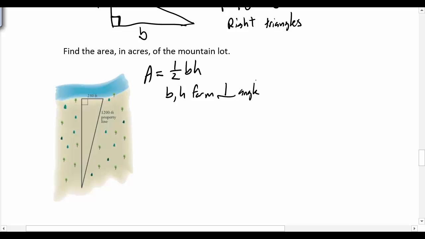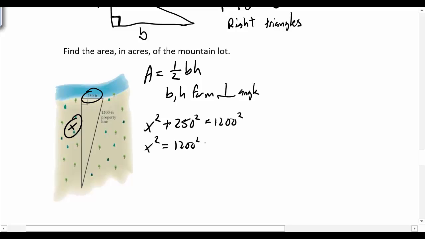Okay, so looking at the picture then, one of my numbers is 250, so the other number is not there. So I need to find that. Now, knowing that I have the two sides of a triangle, we're going to call this mystery side x. So that's x squared plus 250 squared equals 1200 squared. And so I can solve for x then by subtracting. So 1200 squared minus 250 squared. And let's actually get a number for that.